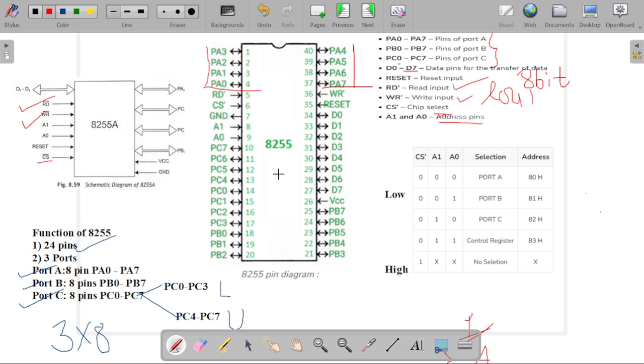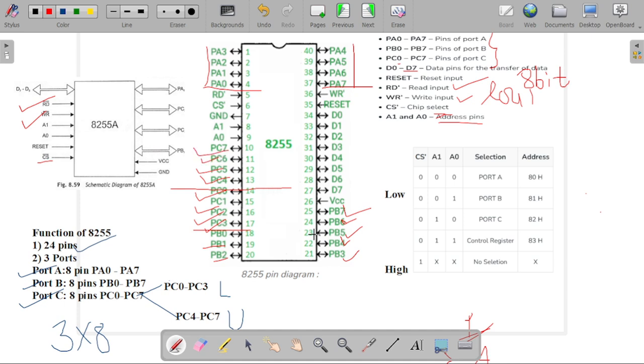Now you can check here, we write PB0, PB1, PB2, then 3, 4, 5, 6 and 7. So our port B is also completed. Now we have to write our port C: PC0, then PC1, PC2 and PC3. Now our port C is divided into two parts, so that is why we write here PC4, PC5, PC6 and PC7.